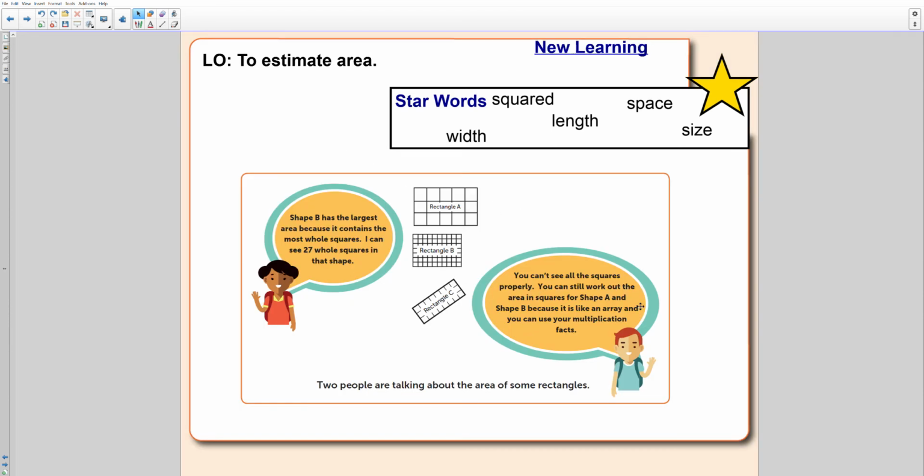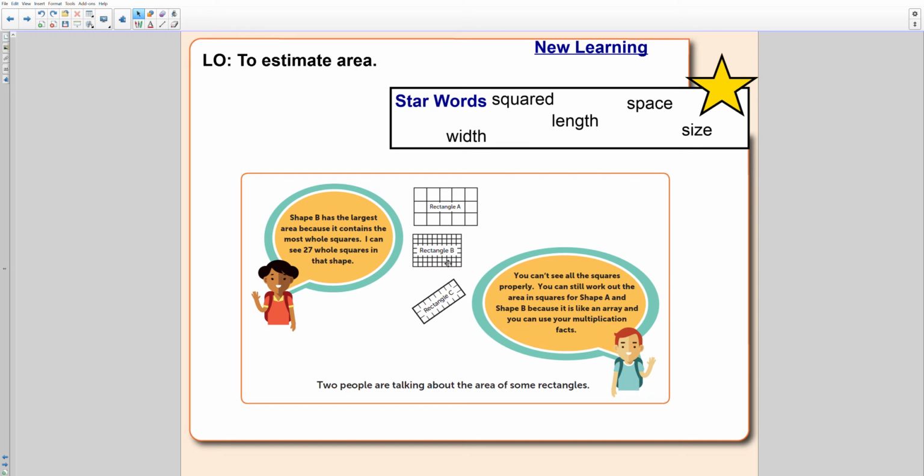Now, here are 2 people talking with the conversation cartoon. The red person says shape B has the largest area because it contains the most whole squares. I can see 27 whole squares in the shape, but the blue person says you can't see all the squares properly. You can still work out the area in shapes, shape A and shape B because it's like an array, and you can use your multiplication facts. Is that right?